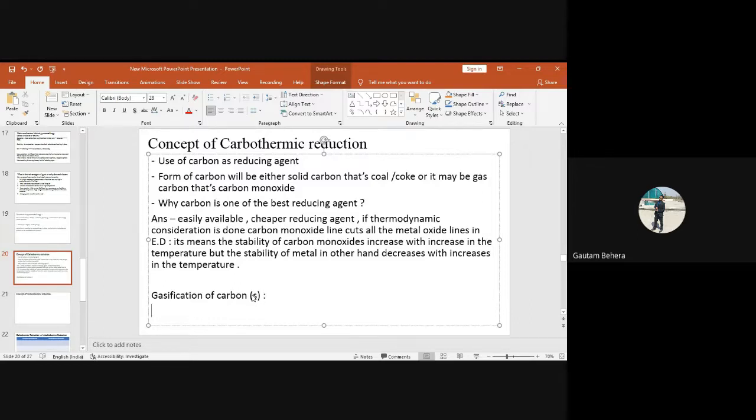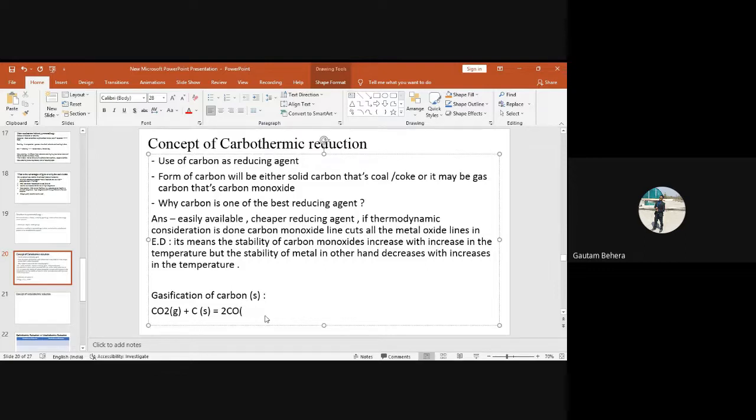So how is this happening? As I told, CO2 will react with solid carbon, right? So CO2 is your gas phase, and here solid carbon is solid. They will give you 2CO, right? 2 carbon, 2 oxygen, 2 CO, and this is also a gas. This is called the gasification reaction.